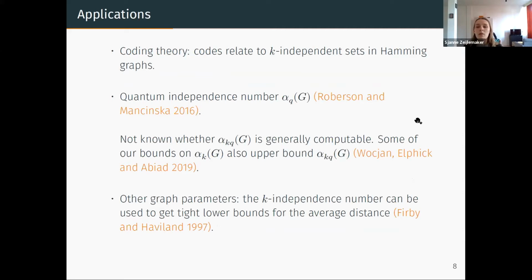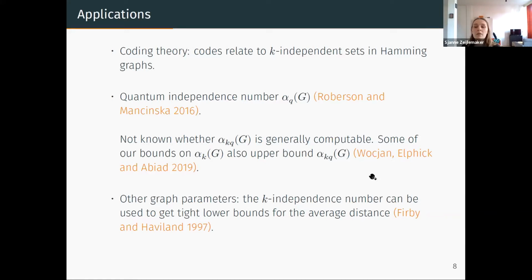This k-independence number is important in different areas of mathematics. For example, in coding theory, we can see a code as a k-independent set in a Hamming graph. But there's also something called the quantum k-independence number. In quantum theory, we have, similar to graph theory, an independence number, and you can also generalize this to the quantum k-independence number. For this, it's not even known whether this is a computable function in general. Some of the upper bounds that we present here are actually also an upper bound for this quantum k-independence number.